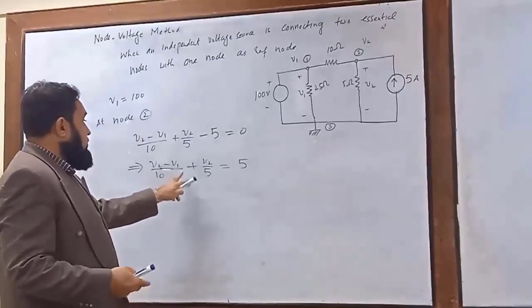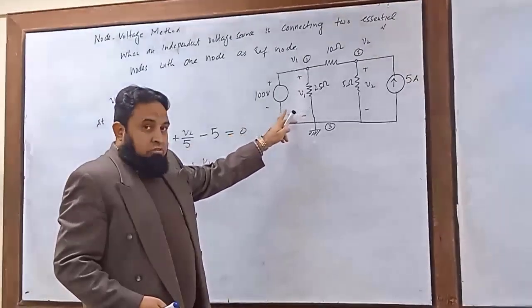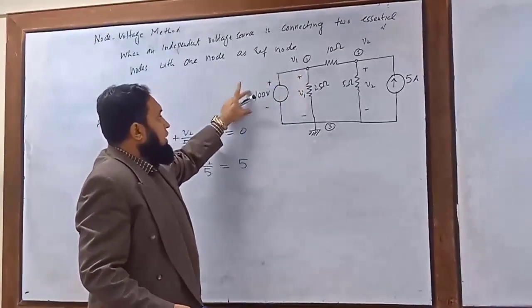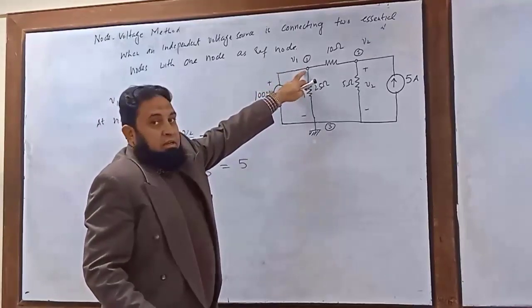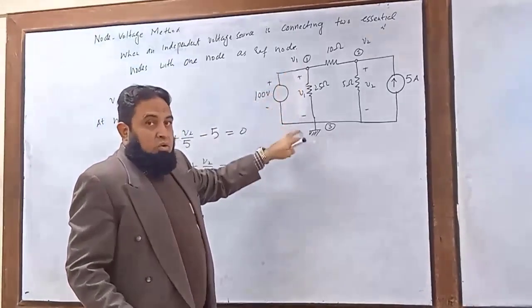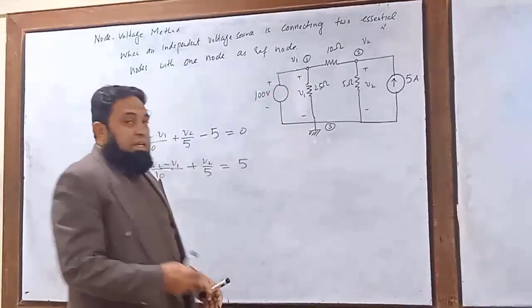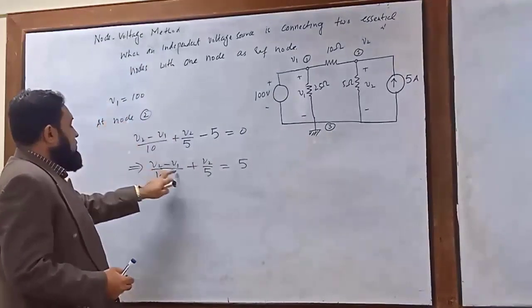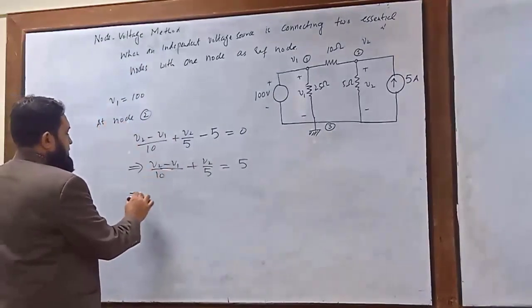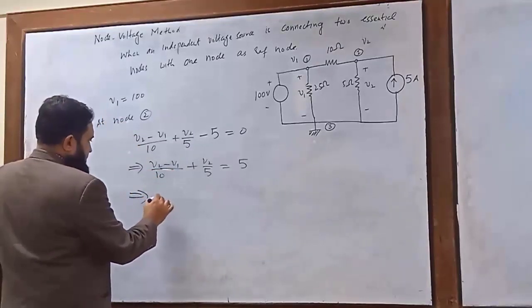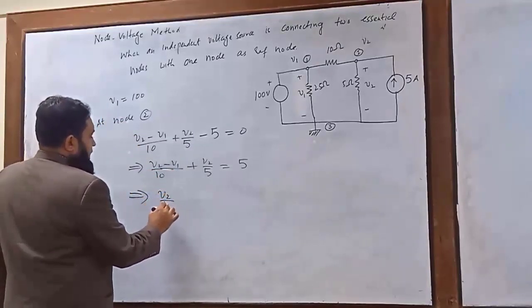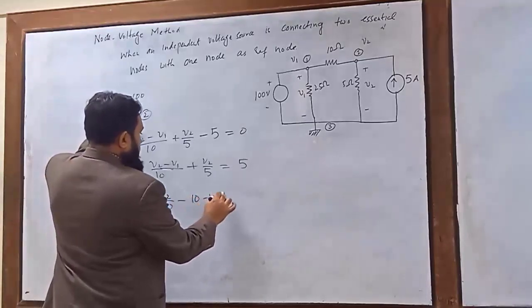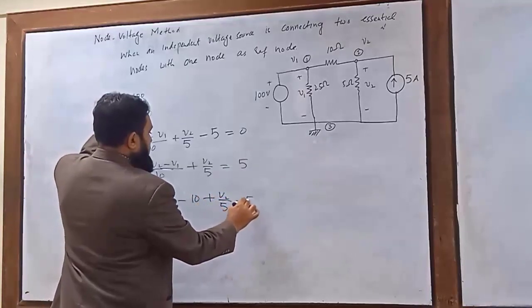So you see here we have one equation and two unknowns, V1 and V2. But we can get the information of V1 from this connection, because this voltage source is connecting between the essential node and the reference node. So we can simply make use of this information to solve this problem. Here V1 is equal to 100 volt, so we can write this as V2 by 10 minus 10 plus V2 by 5 is equal to 5.